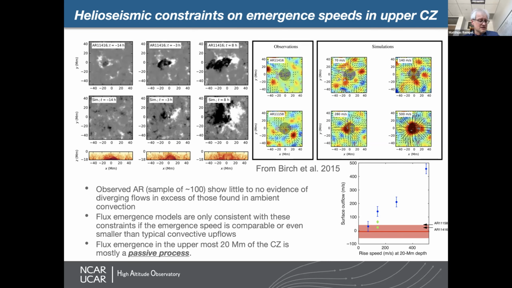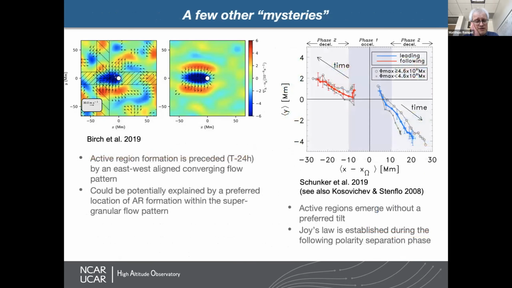So based on this, it was concluded that flux emergence in the uppermost layers of the convection zone is mostly a passive process, where flux is transported by the convective structures you have there all the time, and these structures are not heavily changed by the magnetic flux which is transported into the photosphere. Now, people have looked a little bit more carefully, and there are a few other mysteries which I think are not fully explained at this point.